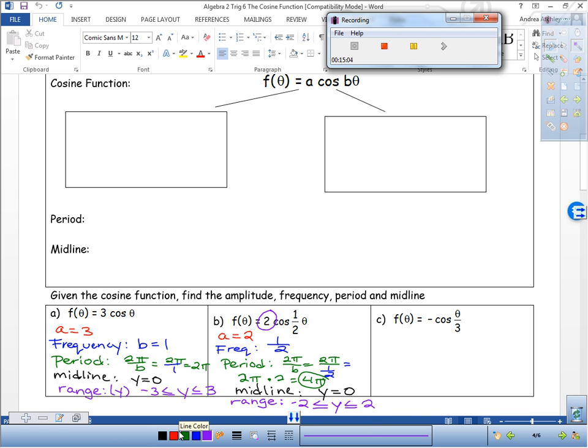The smaller value goes first, y is in the middle, larger value next, and the inequalities always are less than or equal to signs. Okay, do the next one on your own.